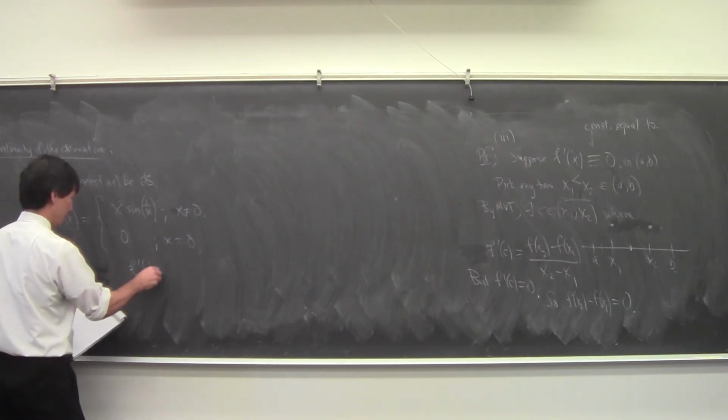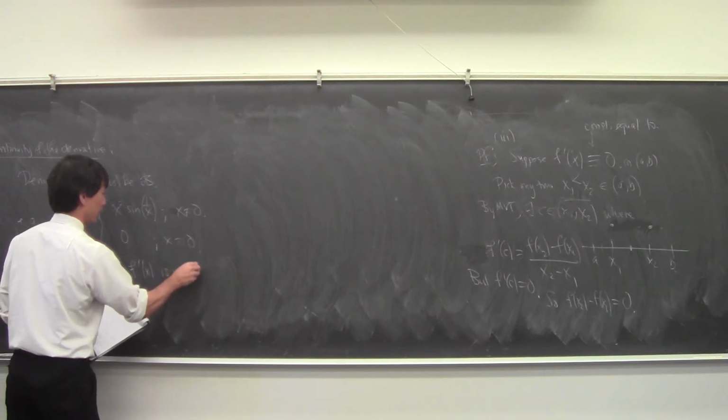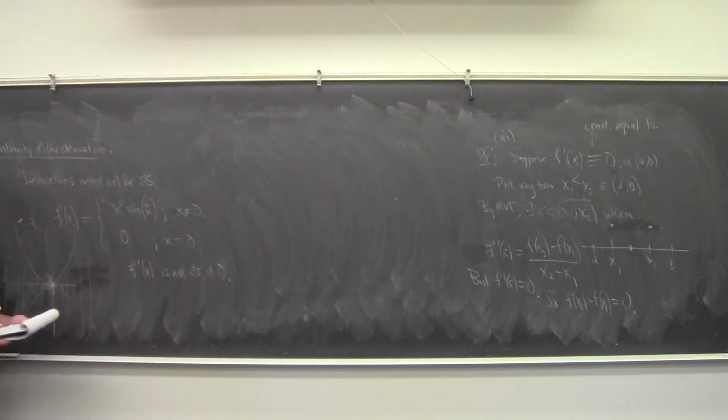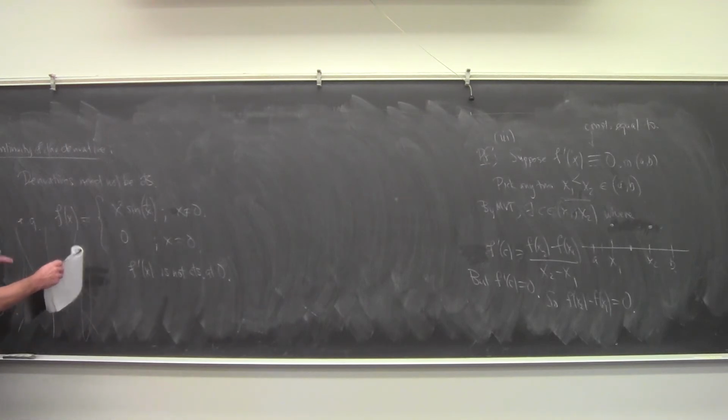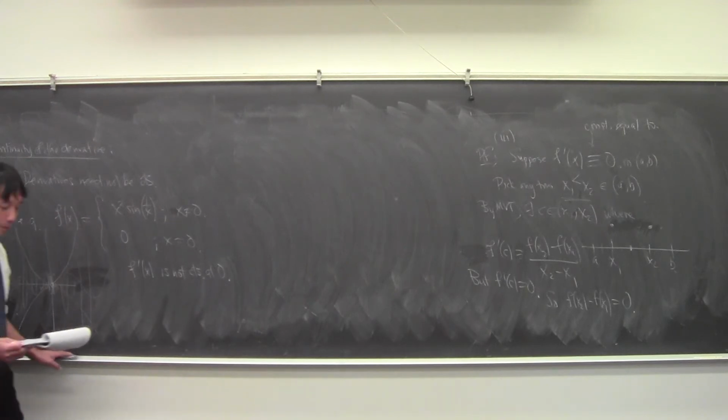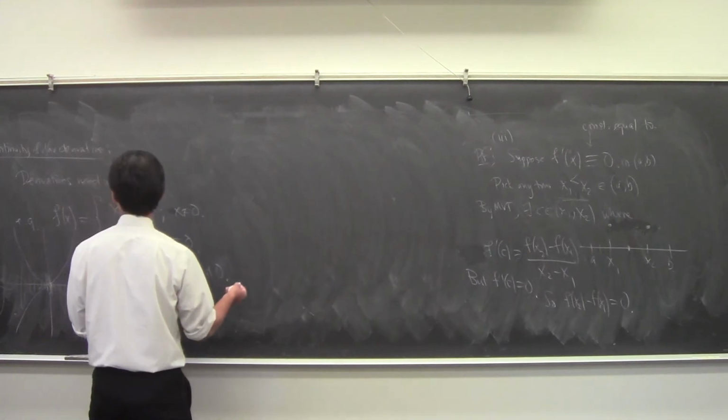F prime is not continuous at the origin. You see what happens. It's going to be oscillating. F prime is going to be going positive and negative and positive and negative, oscillating quite considerably there, and it's not going to be continuous at the origin. The derivative at the origin is going to be 0, but as you get closer to it, the derivative is going to oscillate wildly. So you get a discontinuity at the origin. So derivatives need not be continuous.